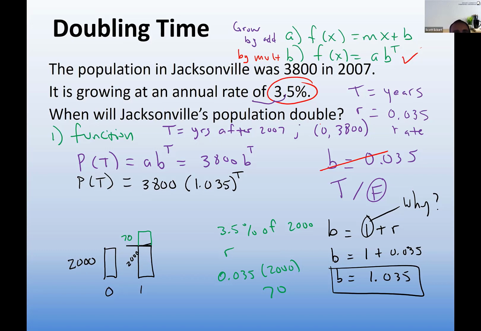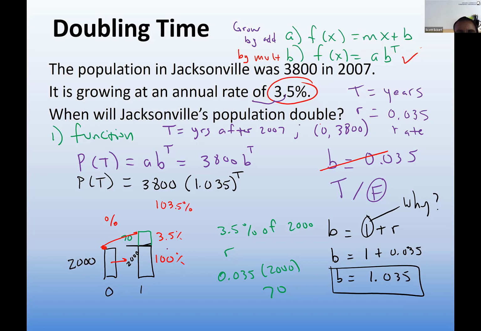So what is the percent to get from this amount to this amount? Well, I went from 2,000 to 2,000, that's 100%. I kept 100% of year 0. But then we increased 3.5%. So the net percent is 103.5%.